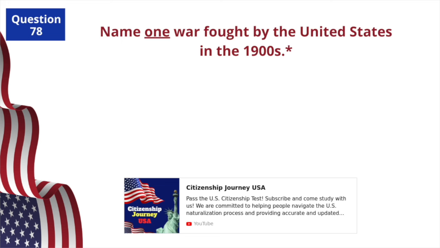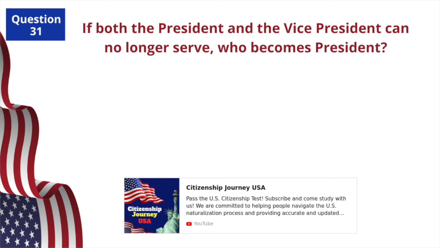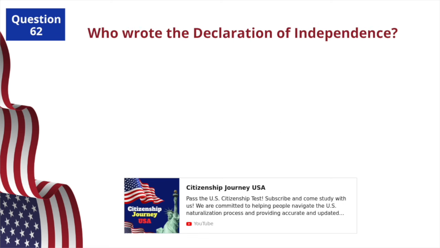Name one war fought by the United States in the 1900s. World War I. If both the president and the vice president can no longer serve, who becomes president? The Speaker of the House. Who wrote the Declaration of Independence? Thomas Jefferson.